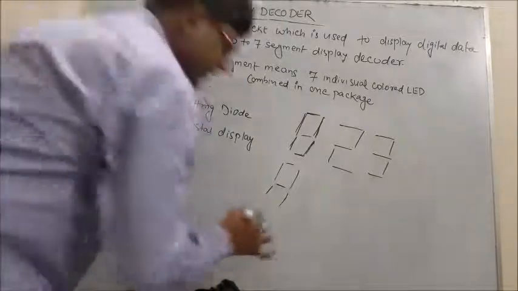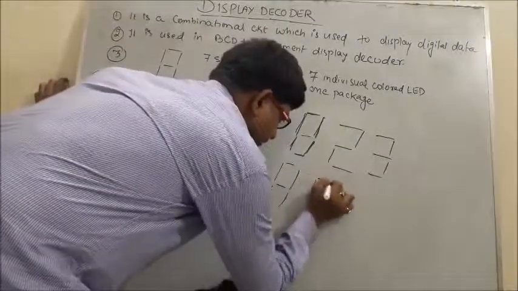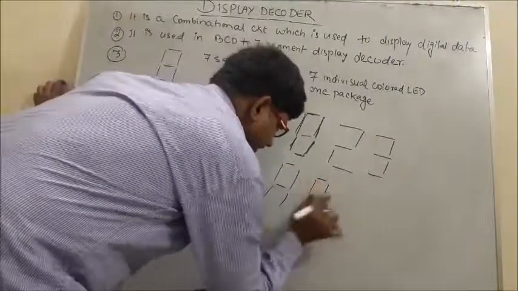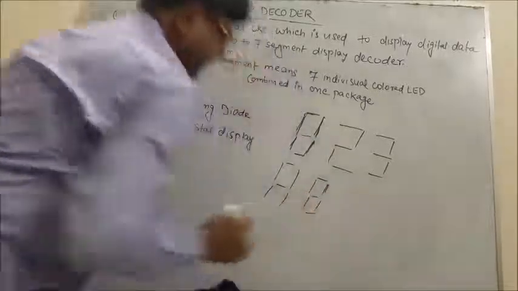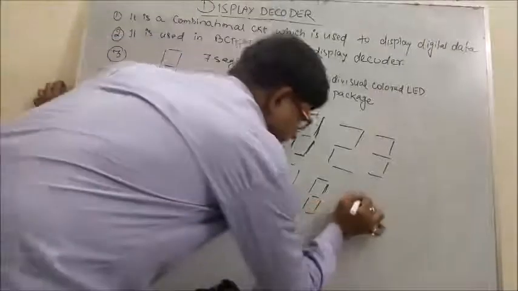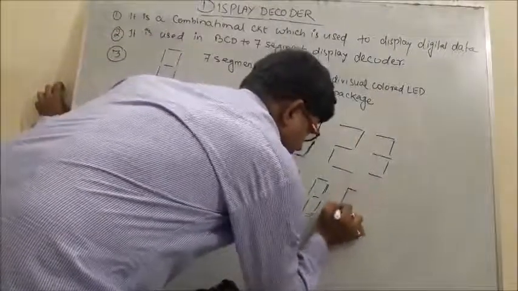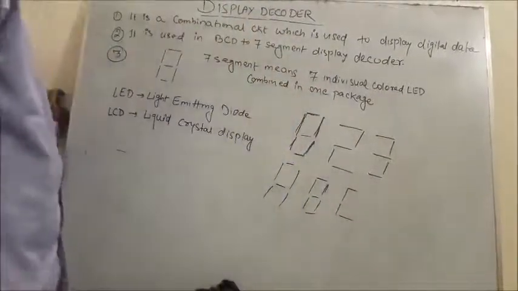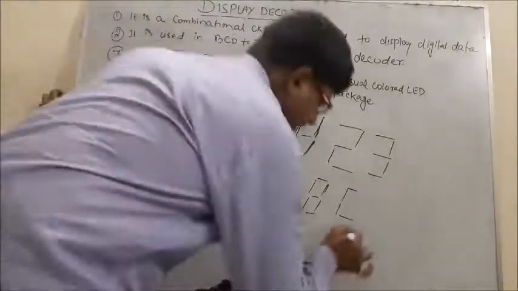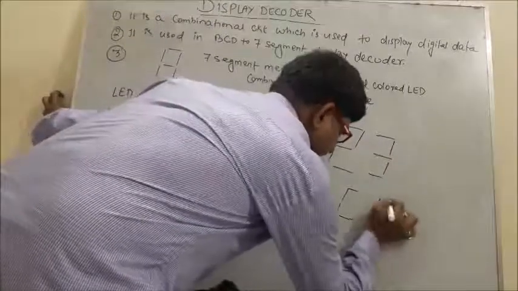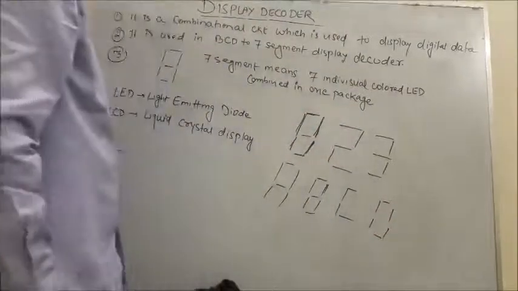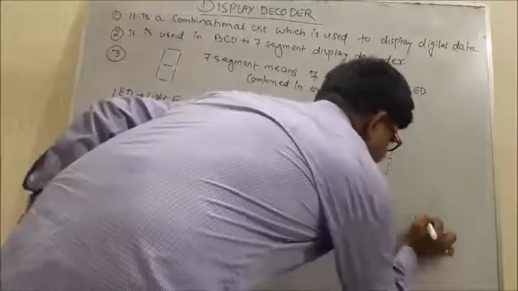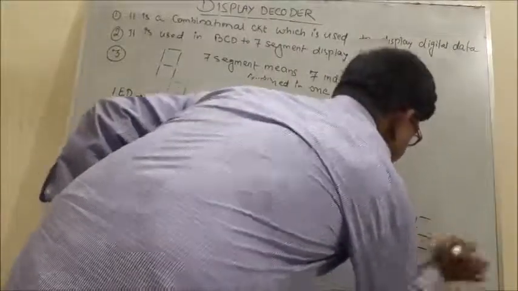How B will be written? B can be written by 7-segment, this. This will be your B. How C can be written? This. In this C. How D will be written? This, and this. This will be D. How E can be written? This.